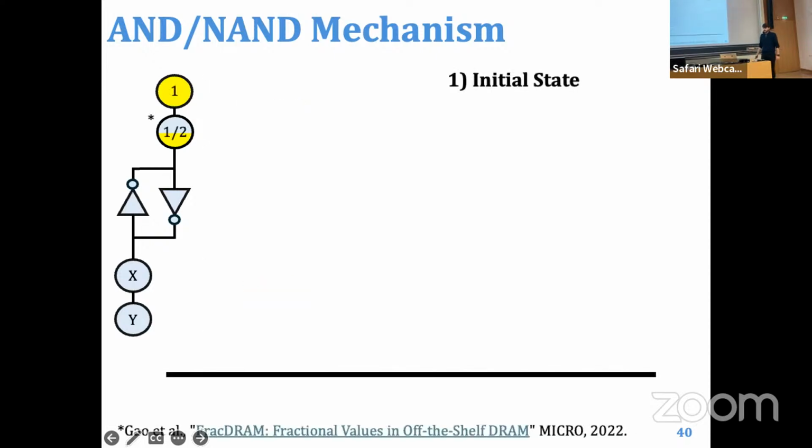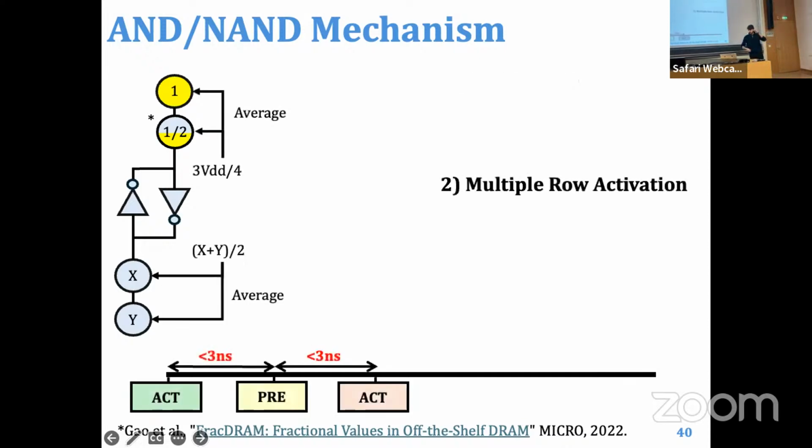Now, the initial setup is that we charge one cell in the reference subarray as 1 and one cell as half. Now, this half charged cell may seem weird, but it's proposed in a previous work called FracDRAM. And actually, in commodity off-the-shelf DRAM chips, we can have a cell that is half filled. It's neither full nor empty, but it's half. And the authors leverage that to perform the multi-input operation.